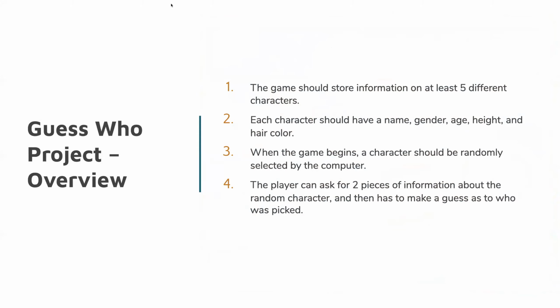So in our version, the game should have at least 5 different characters. Obviously, the more characters you have, the more challenging it makes the whole game. Each character needs to have a name, a gender, an age, a height, and a hair color. I strongly recommend when you make these variables within the dictionary that you make them single words, or camel case, meaning get rid of the space if you have hair color.